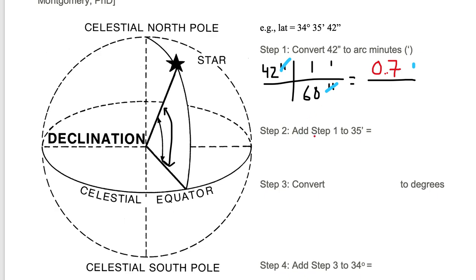Step 2 is to add step 1 to 35 arc minutes. Our description has 35 arc minutes, 42 arc seconds. We converted 42 arc seconds to 0.7 arc minutes. So now we need to take the 35 arc minutes and add to it 0.7 arc minutes. Since both units are arc minutes, we can add the values of 35 and 0.7, and we get an answer of 35.07 arc minutes.